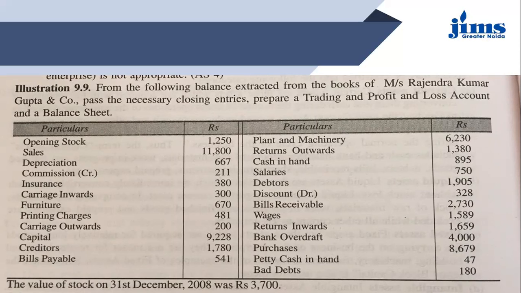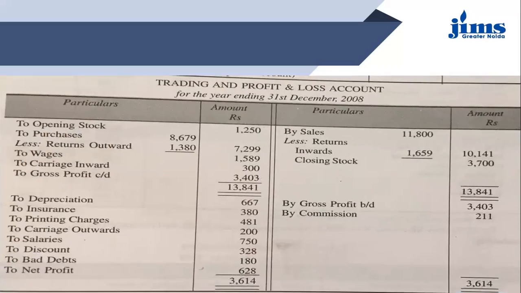Depreciation 667. Depreciation, as I told you, is an item for the P&L account, so we'll mention it in the P&L account on the debit side. And commission, since it says credit, means it's an income for the business, so it has to be mentioned on the credit side. But this commission is an indirect revenue, so it will be considered under the P&L account. So depreciation under P&L on the debit side, and commission under P&L on the credit side. As you can see, depreciation is mentioned here, and commission 211.